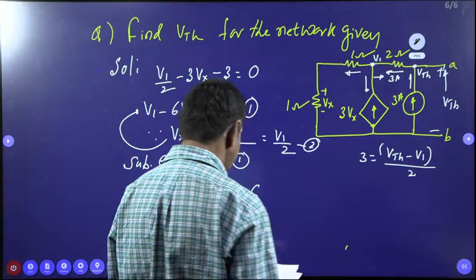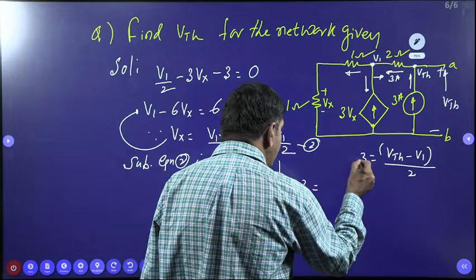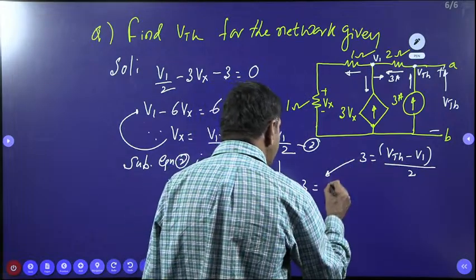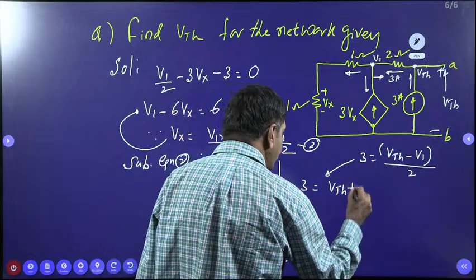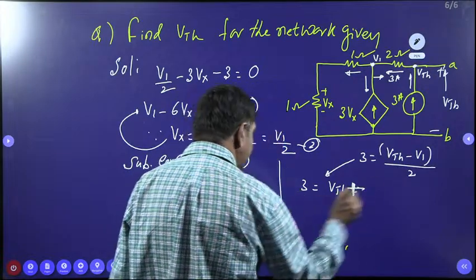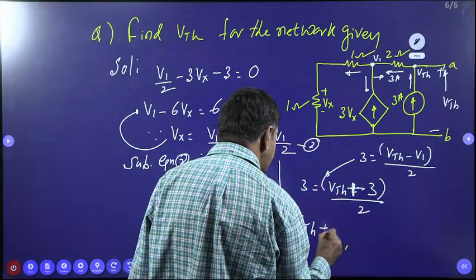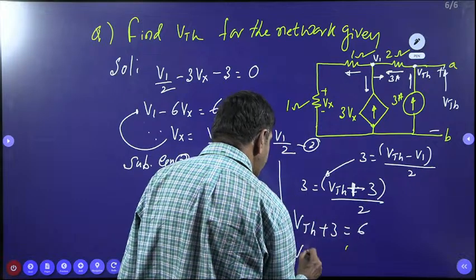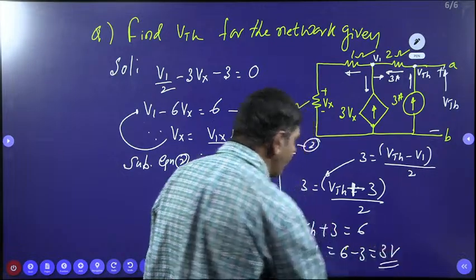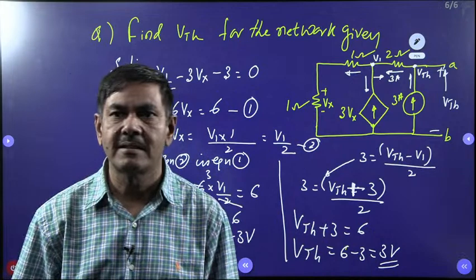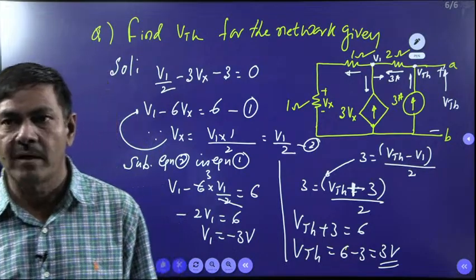Now I can get the value of VTH here. This minus 3, I am substituting in this equation. VTH minus V1, V1 is nothing but minus 3, minus minus plus 3 divided by 2. So I can write VTH plus 3 equal to 6. Then VTH is nothing but 6 minus 3. That becomes 3 voltage. Yes, we got 3 voltage here now. Such a way we can calculate the required resistor.